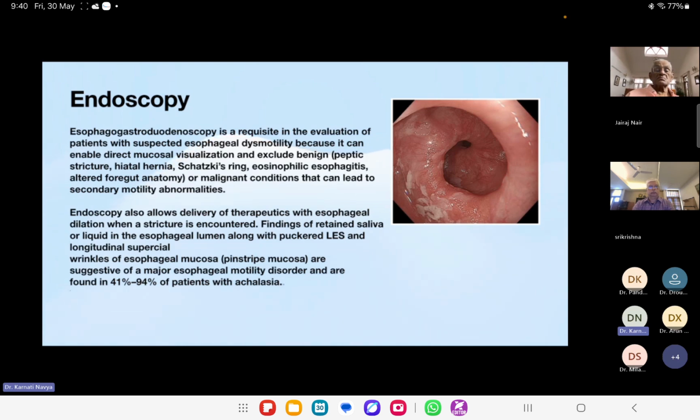Endoscopy also allows the delivery of therapeutics, with esophageal dilatation when a stricture is encountered. Findings of retained saliva or liquid in the esophageal lumen, along with a puckered lower esophageal sphincter and longitudinal superficial wrinkles of the esophageal mucosa showing a pinstripe mucosa, are generally suggestive of major esophageal motility disorders, and are usually found in around 41 to 91% of patients with achalasia.